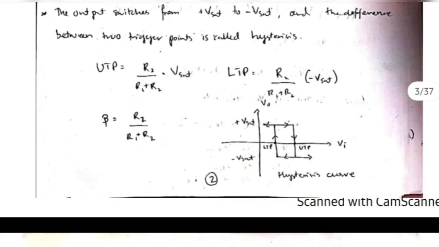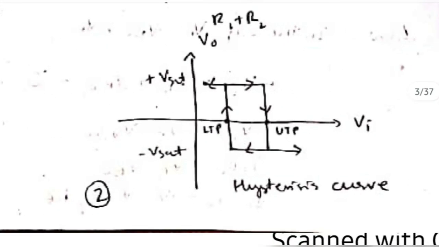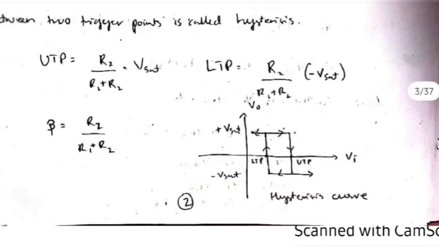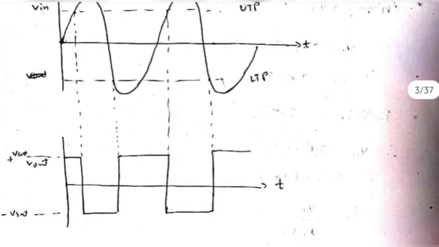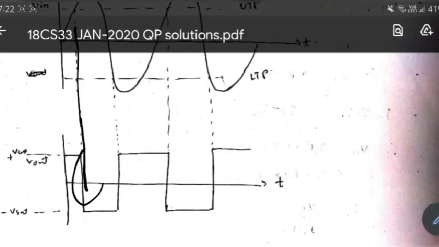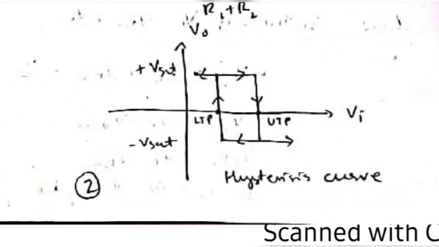And then we have to write the formulas of UTP and LTP, and then this is the hysteresis curve. Here, this is the output voltage and this is the input voltage. Now we apply the input voltage and it crosses UTP and LTP. If the input voltage crosses UTP, the output will become low. See here, the output becomes low. That's what we are showing in this diagram.